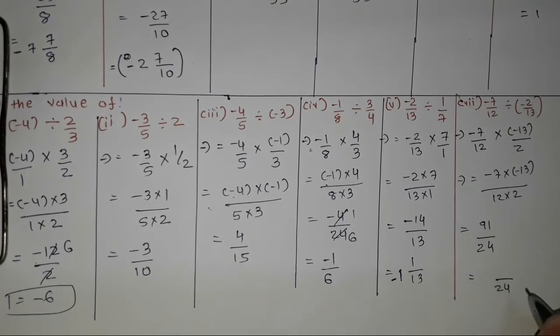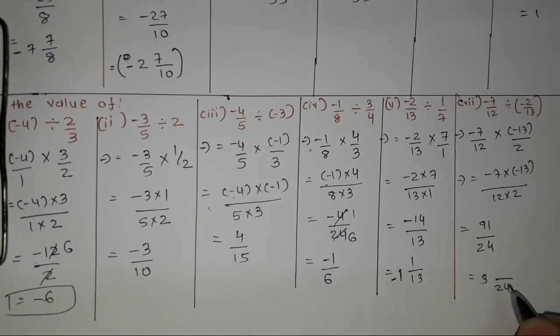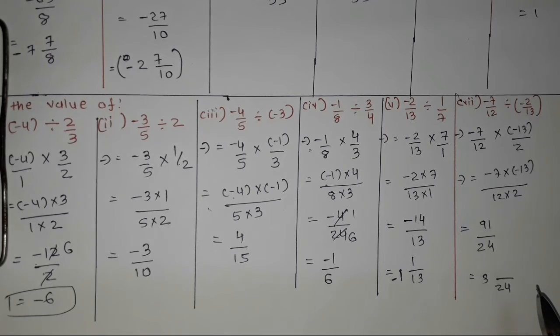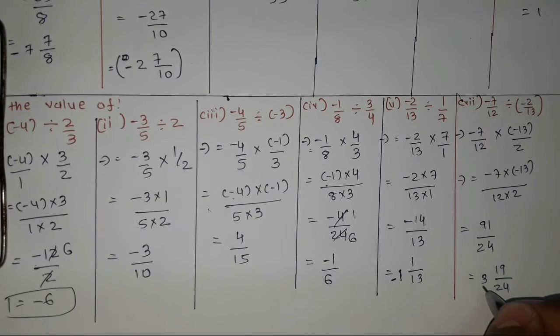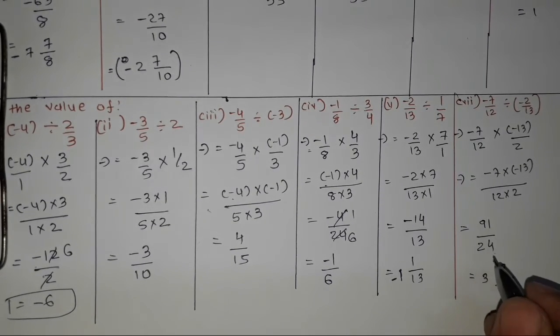So first of all, the denominator is 24, so 24 ones are 24, 24 twos are 48, 24 threes are 72. So we will use 24 threes are 72, and in 72 how much do I have to add? We'll add 19. So 24 threes are 72 plus 19, I will get 91. Here I have taken 24 threes are 72 because 24 fours are 96, which is more than 91. So 3 integer 19 upon 24 is our answer.